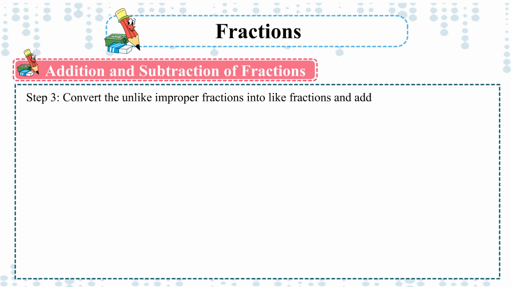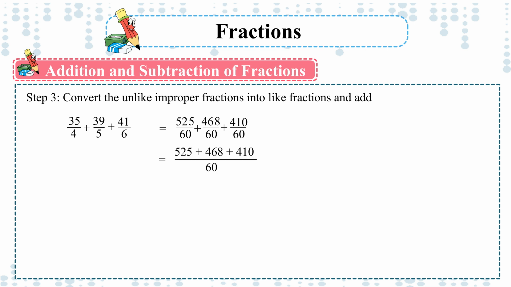Step 3. Convert the unlike improper fractions into like fractions and add. 35 upon 4 plus 39 upon 5 plus 41 upon 6 is equal to 525 upon 60 plus 468 upon 60 plus 410 upon 60 is equal to 525 plus 468 plus 410 upon 60 is equal to 1403 upon 60.